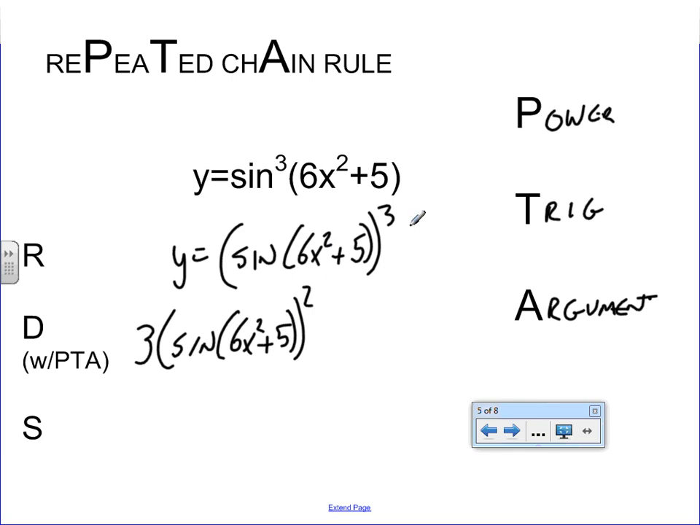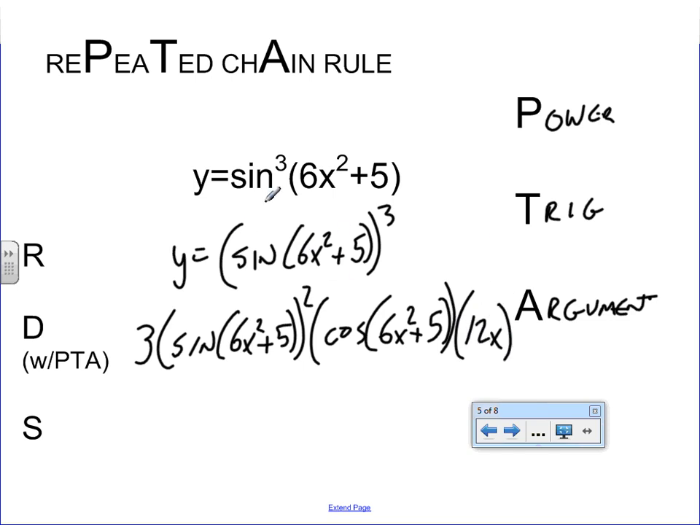Now I've got to take the derivative of the trig part. What's the derivative of sine? Cosine, of the same thing. Don't be changing the argument. I may have mentioned that before. And then we do the derivative of the argument. The derivative of 6x squared plus 5 is 12x. So we'll work our way from the outside in. First the power, then we deal with the trig, then we deal with the argument last. Don't change the argument until you actually take its derivative.